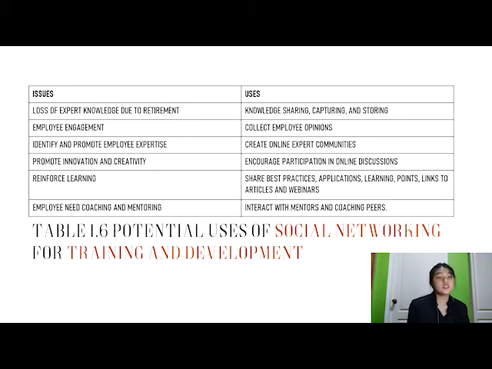Next is issues about reinforced learning. In social networking, share best practices, applications, learning points, links to articles and webinars. Lastly, issue about employee needs coaching and mentoring. Through social networking, they can interact with mentors and coaching peers.